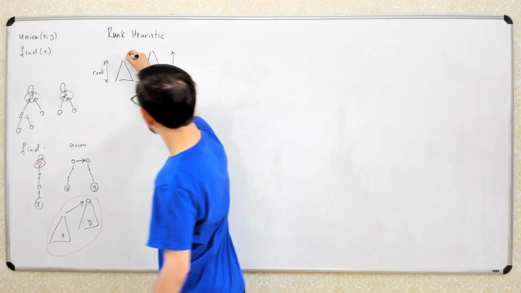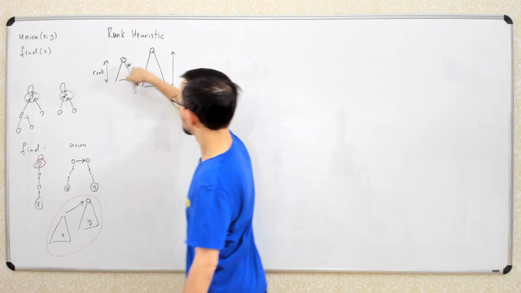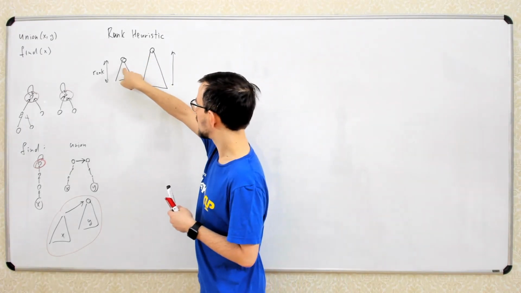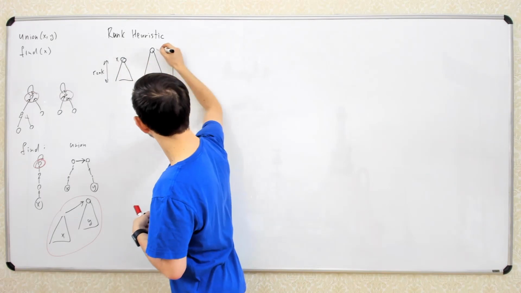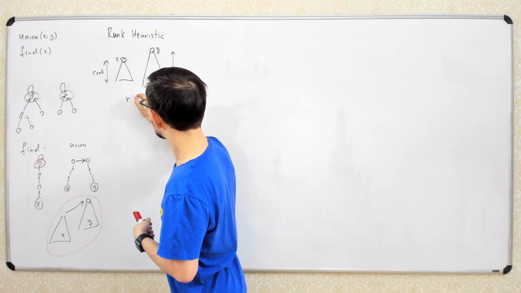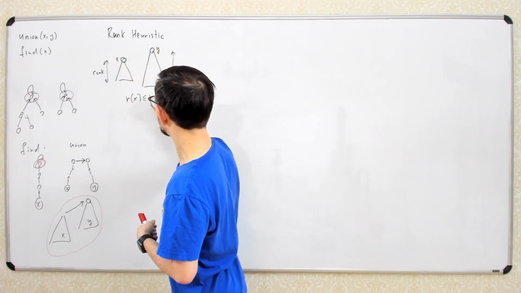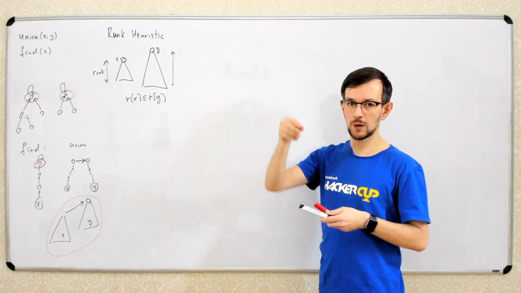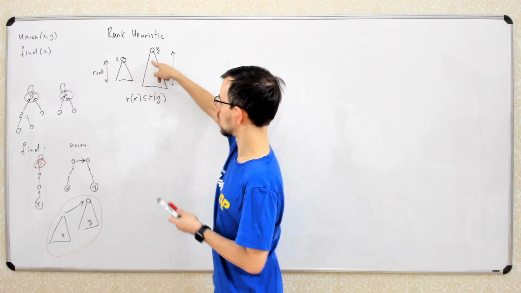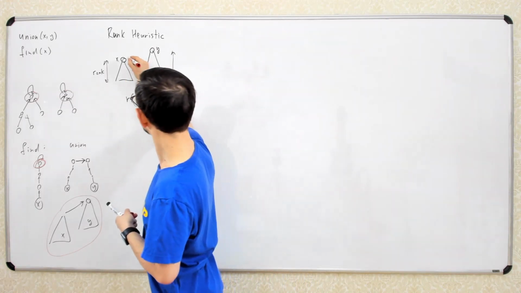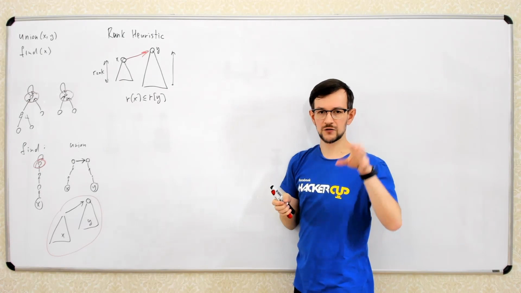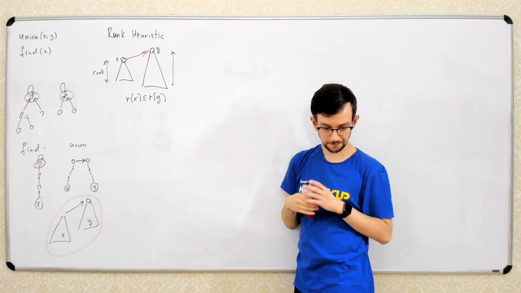And now we'll look at these two roots and check which root has the smallest rank. This is x, this is y. If the rank of x is less than or equal to the rank of y, then we will make a link from x to y. So we'll always make a link from the small tree to the big tree, right?